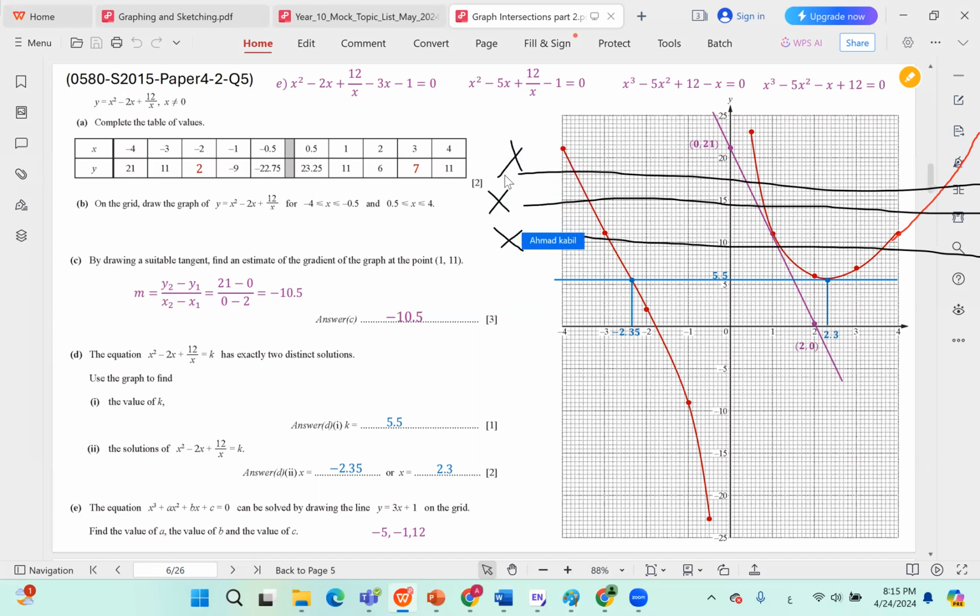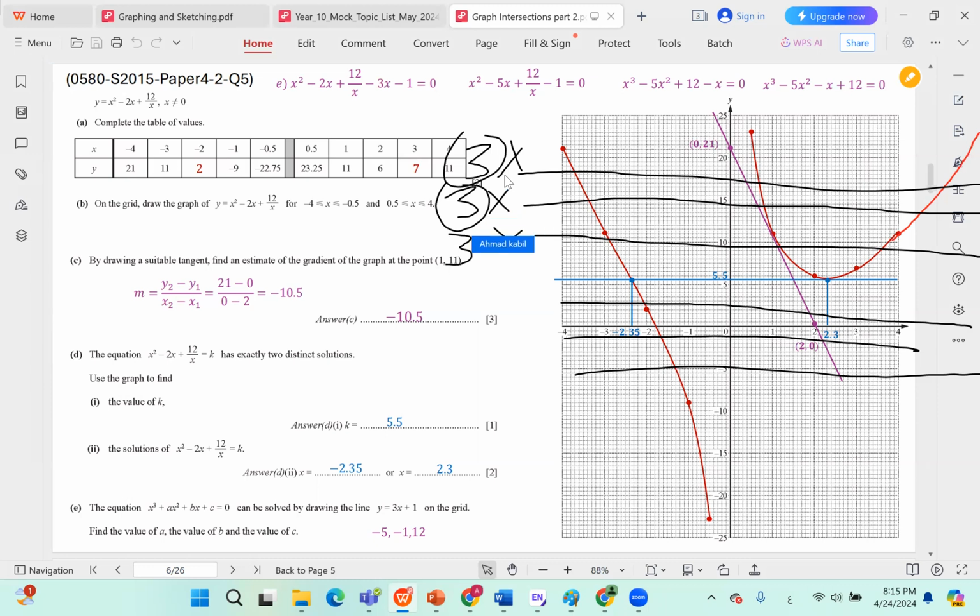The only line that is correct is the blue line drawn on the graph, because anything below the blue line would cut the curve only once. So here you have 3 intersection points, and anything below the blue line would have only 1 intersection point. So the only line that would cut the curve exactly twice is the blue line here. So this blue line is touching the curve at this point and cutting the curve at this point. So we get the value of y. The value of y is 1 box above the 5. And we said that the box here is half a unit. So it's 5.5. So the value of k is 5.5.